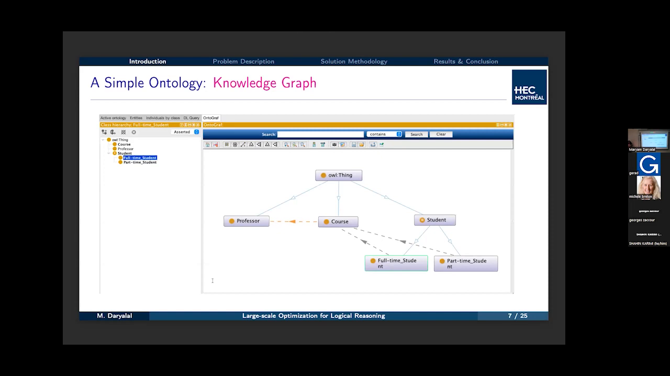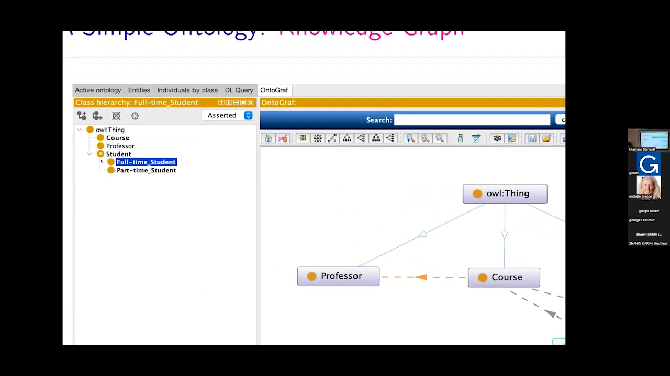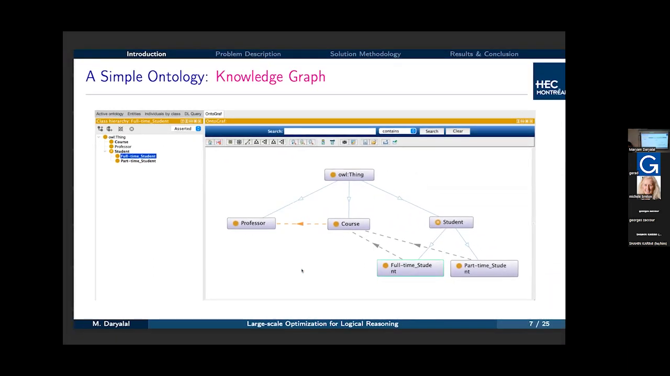In this world of description logic, they have, for example, a whole suite of reasoners, different ways of reasoning. In these reasoners, we can represent our concepts like this. Everybody is a subclass of this general concept called Thing. And we have course, professor, student, and full-time student and part-time student, which are subclasses of student. This is the knowledge graph of our simple ontology.